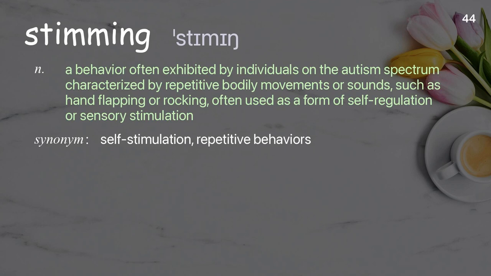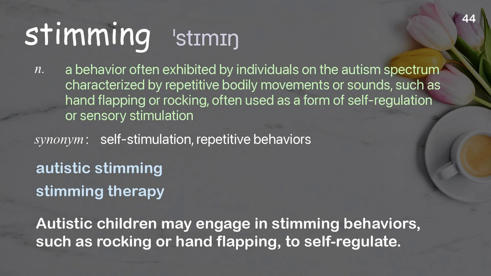Stimming. A behavior often exhibited by individuals on the autism spectrum, characterized by repetitive bodily movements or sounds, such as hand flapping or rocking, often used as a form of self-regulation or sensory stimulation. Examples: autistic stimming. Stimming therapy. Autistic children may engage in stimming behaviors, such as rocking or hand flapping, to self-regulate.